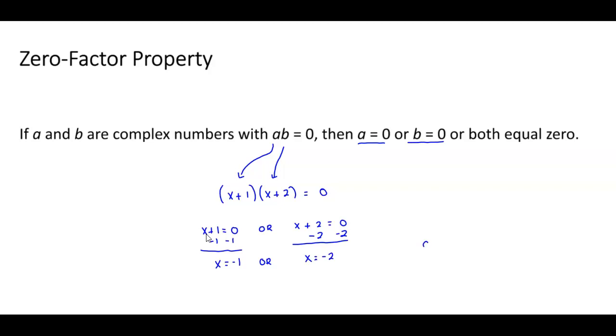And so then we would write this as a solution set, putting the smallest number first: negative 2, comma, negative 1. And therefore this allows us to then use that because of the zero factor property.